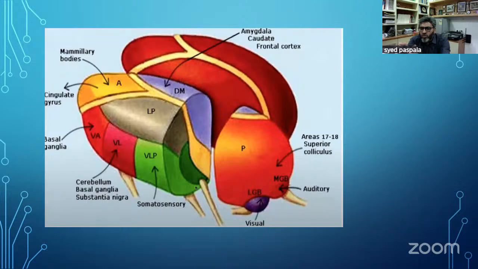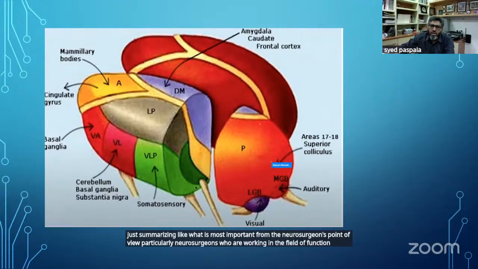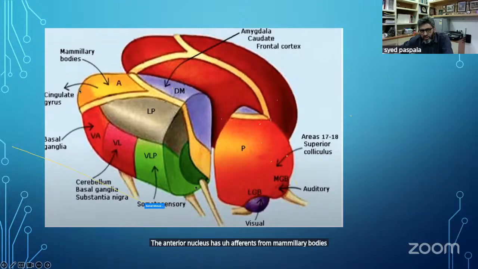We have gone through a lot of connections. As I told you, thalamus has thousands and thousands of connections with various parts of the brain. But just summarizing what is most important from the neurosurgeon's point of view, particularly neurosurgeons who are working in the field of functional neurosurgery. The anterior nucleus has afferents from mammillary bodies and efferents to cingulate gyrus.